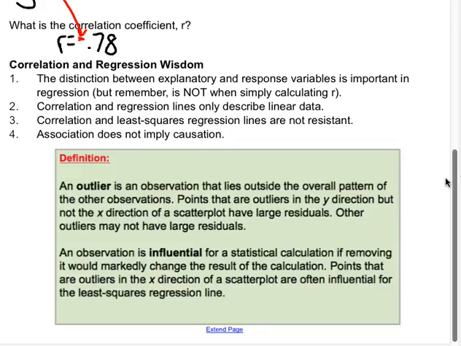Now, the difference between that and an influential point. An influential point is influential for a statistical calculation if removing it would markedly change the result of the calculation. Points that are outliers in the x direction are often highly influential for the least squares regression line. Okay, so influential doesn't necessarily even mean it's an outlier, but it means that when you remove it, it'll greatly change your calculations. All right, so two things I want to make sure that you're aware of, just that language in case it comes up.